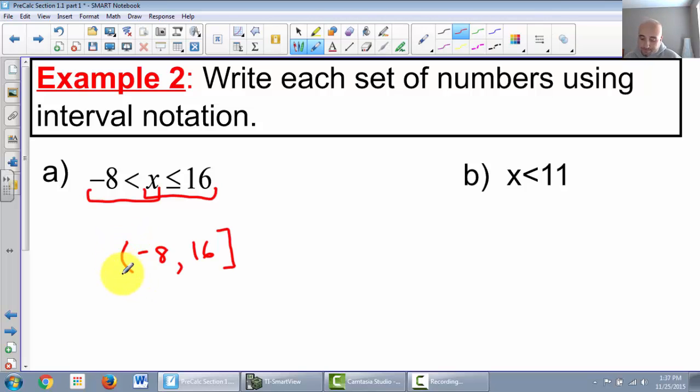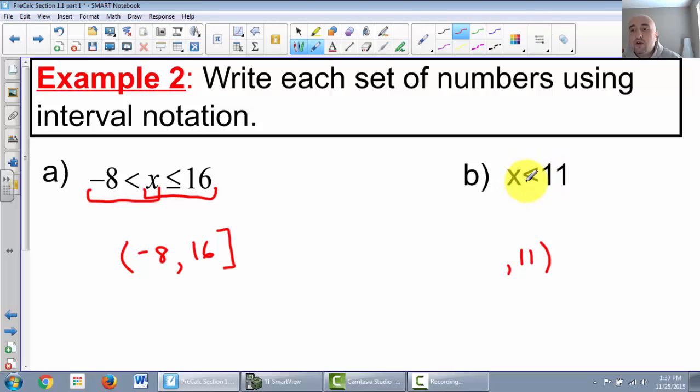All right. So let's look at the next one. It says x is less than 11. So I'm going to put 11, and do I need a parenthesis? Is there an equal sign? Nope, there isn't. So I'm going to put a parenthesis around 11, and it says numbers less than 11.